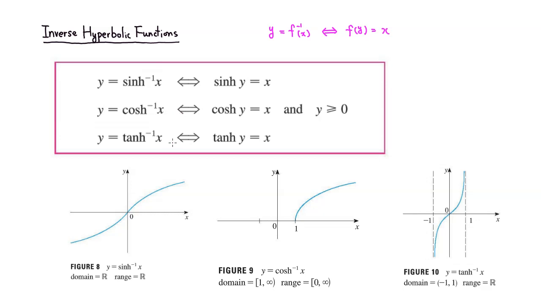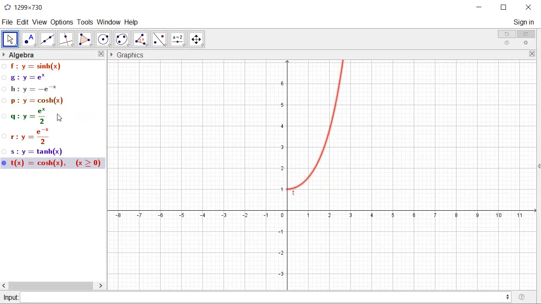If you remember, the hyperbolic cosine looks like this. You can see that this graph does not pass the horizontal line test, which means that this is not one-to-one. In order to have an inverse function, it has to be a one-to-one function, right? So we have to actually chop half of the graph off so it becomes one-to-one.